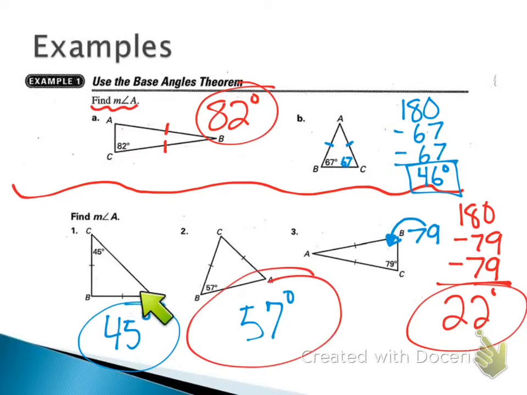So again, when it's one of the base angles, it's going to be congruent with the other base angle. When it's not one of the base angles, you have to do that extra subtraction once you find the two base angles. And that's going back to what we learned yesterday. What are your questions on this?